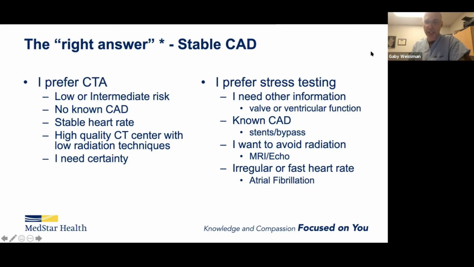I prefer stress testing if I need other information: how are the valves doing, what's the ventricle doing, etc. If there's known CAD, stents and bypasses, if I want to avoid radiation, young people for example, or if the heart rates are irregular. So that's been my approach to it. The bottom line is it's complicated. I'm not sure I know what the right answer is necessarily, and I'm not sure that there is one and only right answer, but rather each patient, you sort of take it as they come. And with that, I'll stop for a moment.